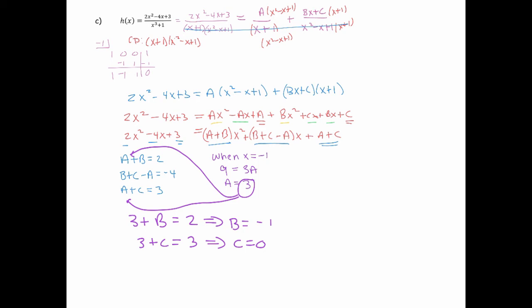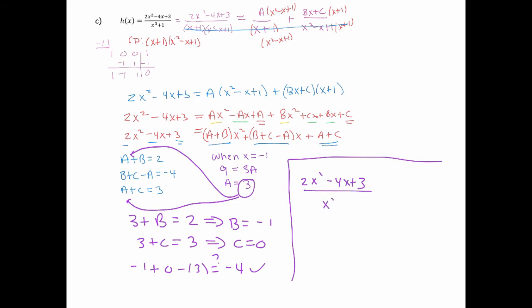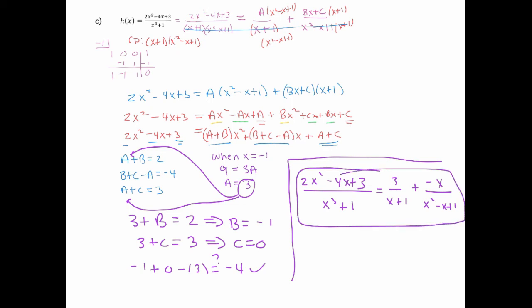So now I have A, B, and C. Let's just check the middle equation for consistency. Is it true that negative 1 plus 0 minus A, which is 3, is equal to negative 4? Yes. So now I know that my decomposition looks like this. 2x squared minus 4x plus 3 divided by x cubed plus 1 can be written as A over x plus 1, which is 3 over x plus 1, plus Bx plus C over x squared minus x plus 1, and B was a negative 1, so negative 1x over x squared minus x plus 1. So there's an example with our irreducible quadratic term.